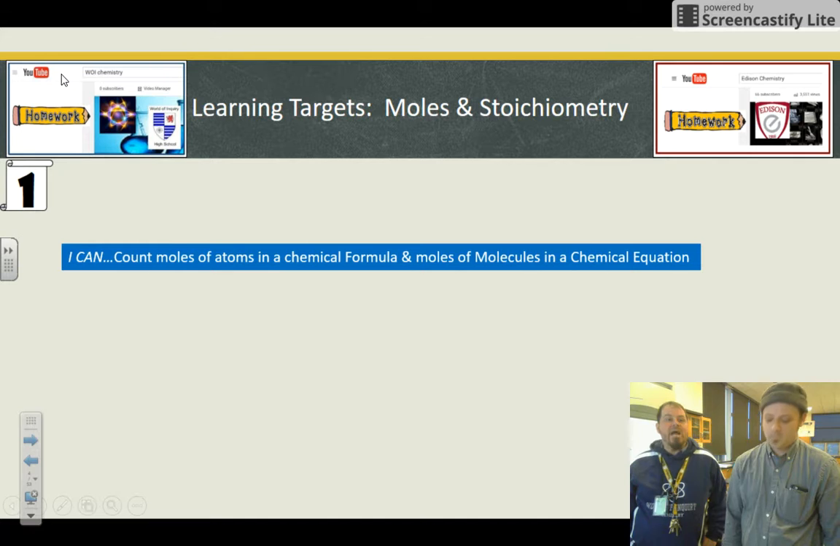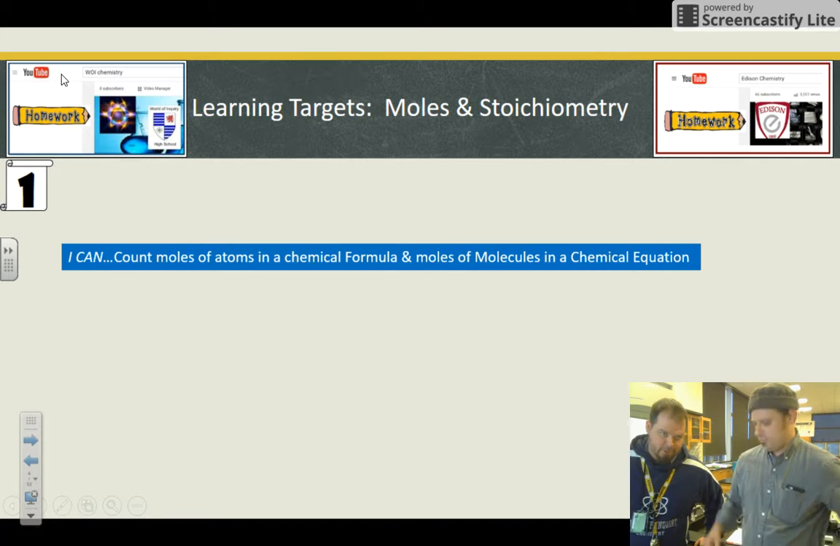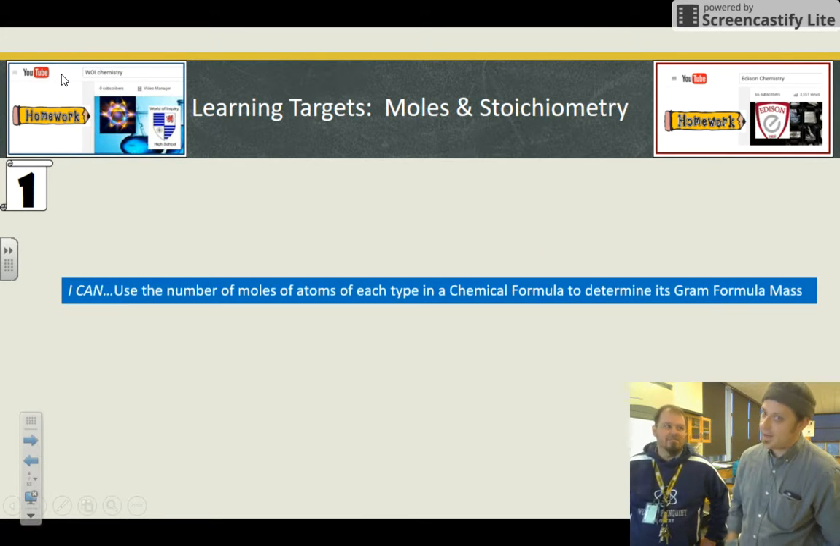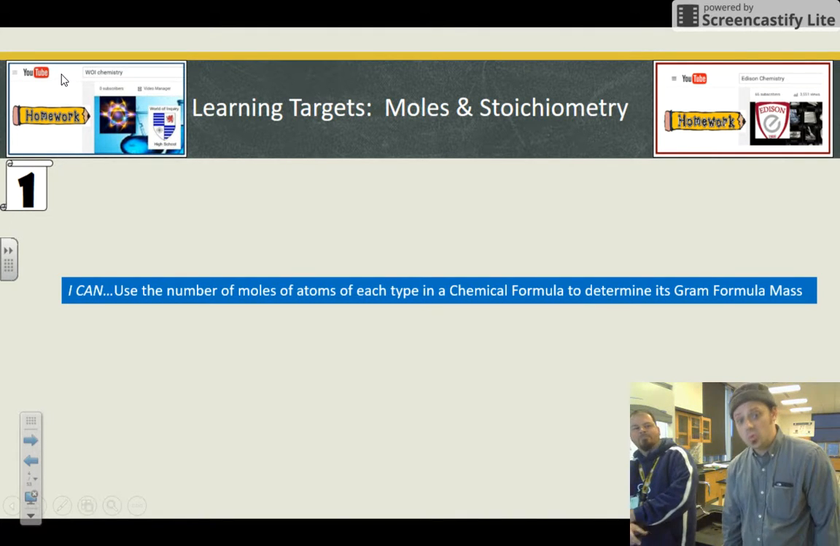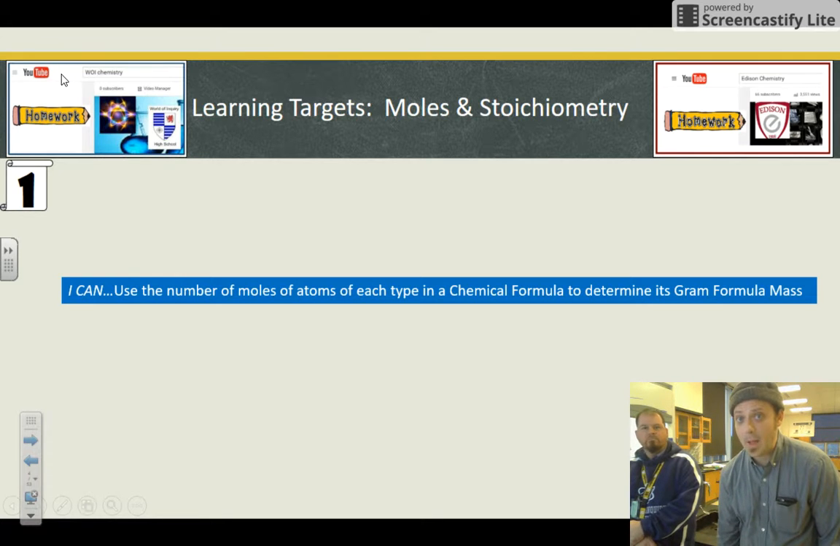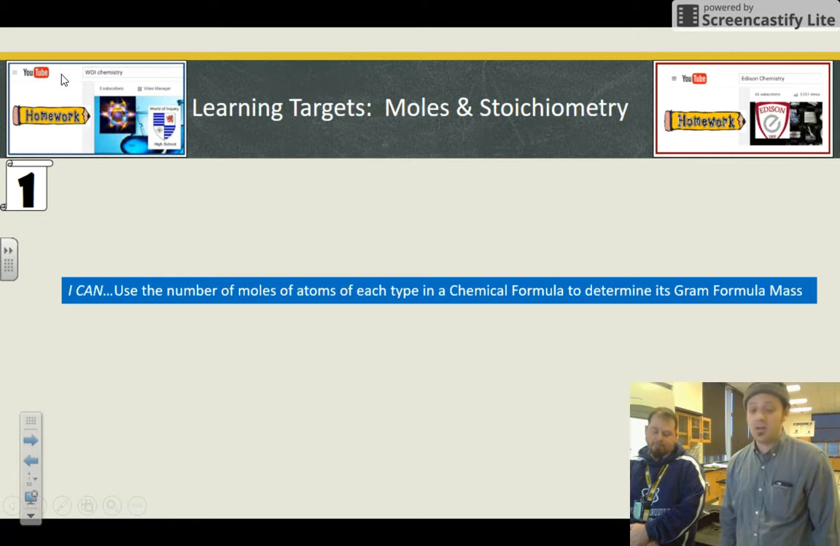We need to count moles of atoms in a chemical formula and moles of molecules in a chemical equation. This unit's all about counting. A lot of counting. But you got to get it right every time. You're going to have to be able to use the number of moles of atoms of each type to determine a gram formula mass, which is another way that we count chemicals in chemical equations.